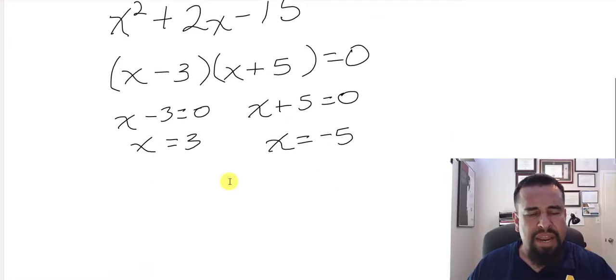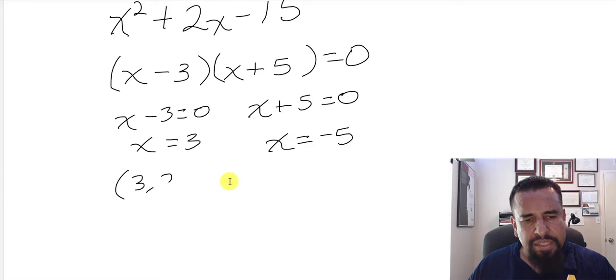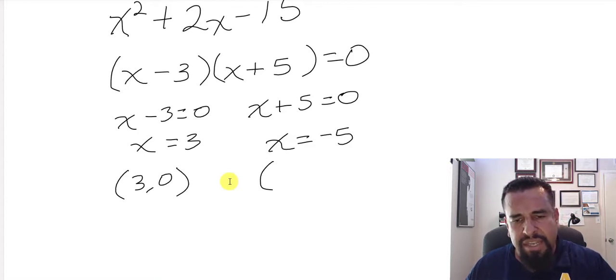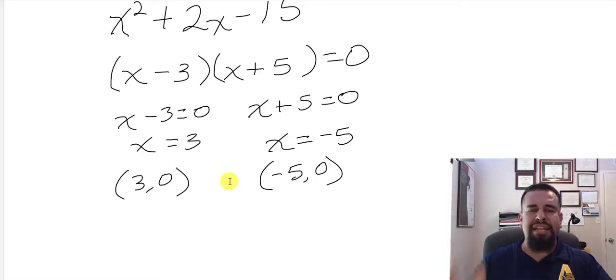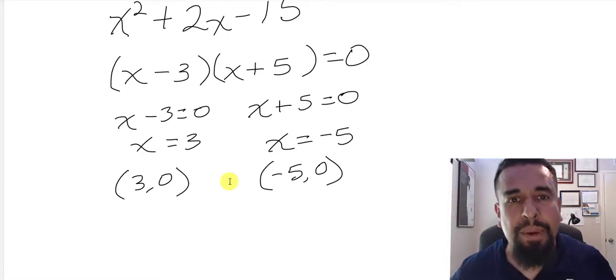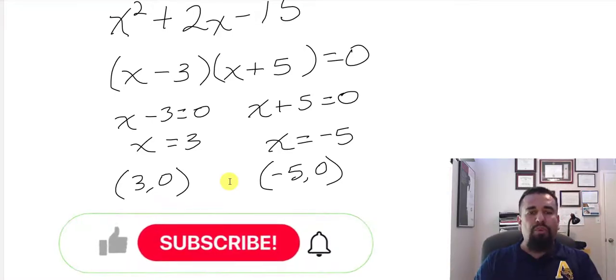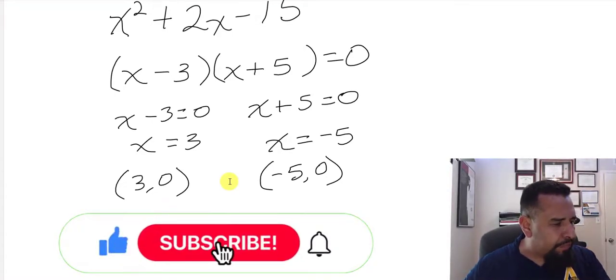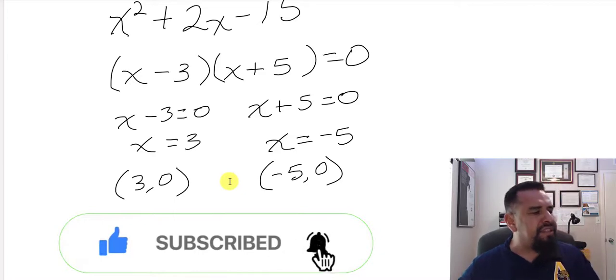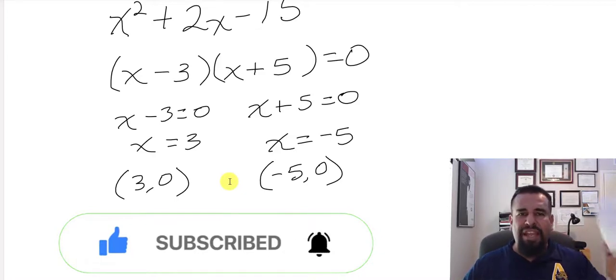All right. So my intercept here is 3, 0. And this intercept is negative 5, 0. Those are my x-intercepts for this particular parabola. All right? I gave you 3 different types of equations. I hope you understand them. I was going to do another one, completing the square. I have another one. I gave those 4 examples.